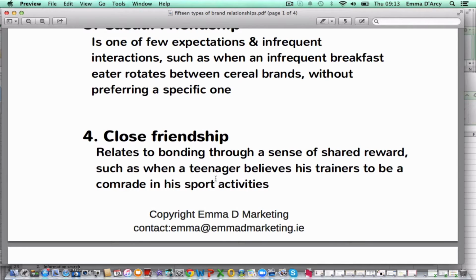A close friendship then relates to a bond through a sense of shared reward. So when a teenager believes his trainers to be a comrade in his sporting activities. This is a really important one to understand. So this again is looking at the solution, the benefit you give to your customer. So what do they get? And so there's a bond there. So for example, if you look at Nike, they've done a fantastic job around just do it.